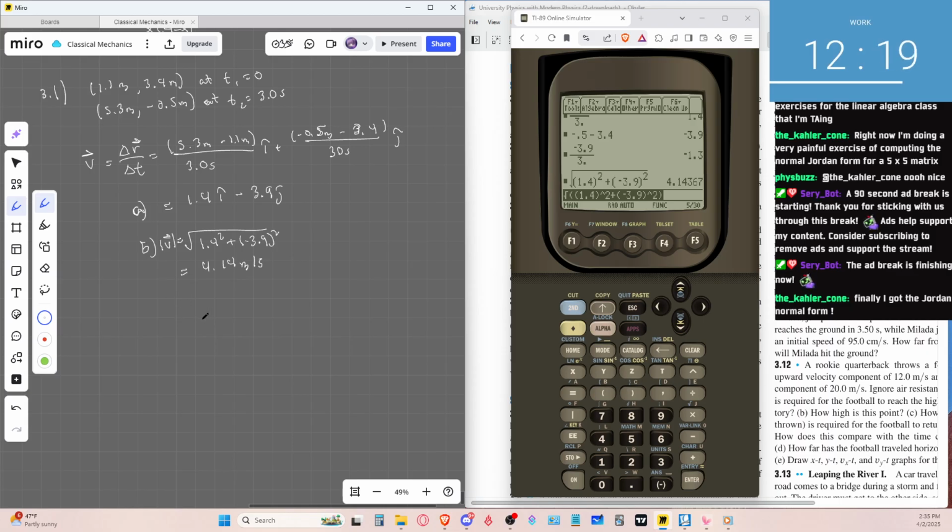And now for the direction. So now that's theta. Sine. Cosine. Or x over y. Y over x, I should say.